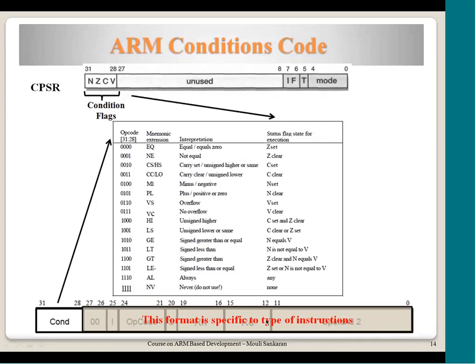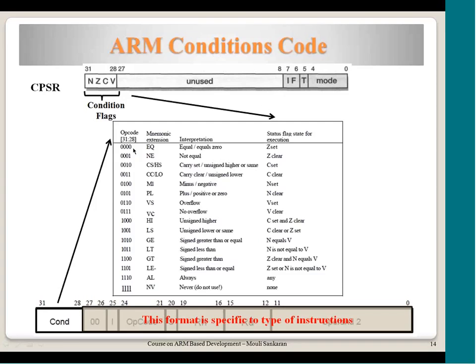Let us not bother about those fields now. I am talking about the highest four bits of the instruction. Every instruction is coded with conditional bits which are 4 bits wide, and this is called the condition code.